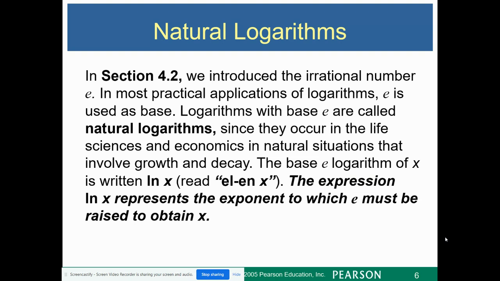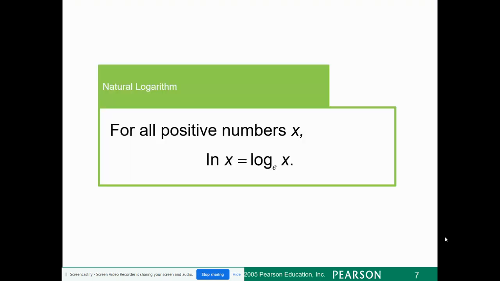There's also a natural logarithm, which is a logarithm with a base of e. To avoid confusion, we use slightly different notation. We use ln instead of log. ln is meant to convey that our logarithm has a base of e. So the natural log of x is equivalent to the log base e of x.